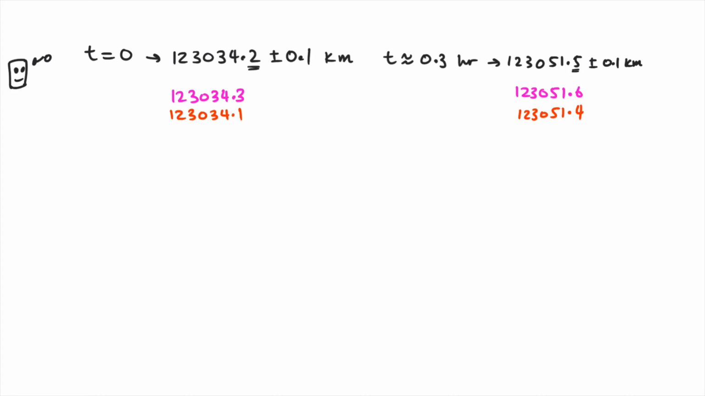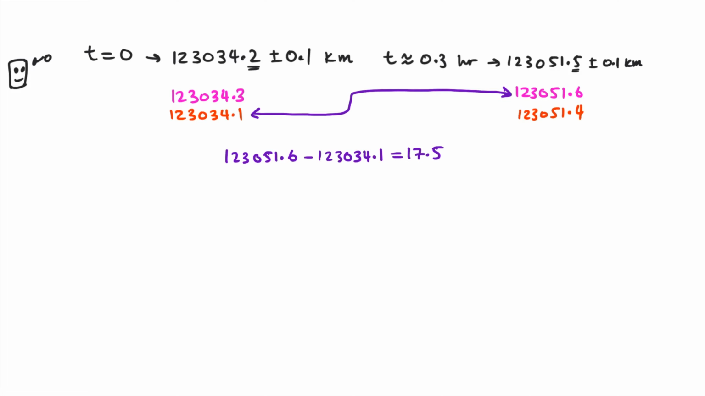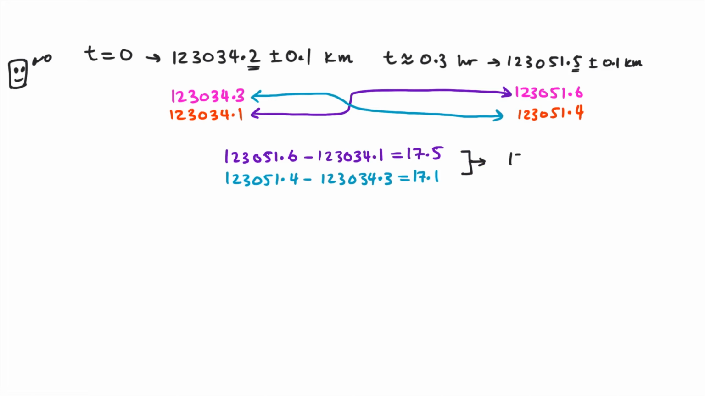123,051.4 kilometers respectively. To obtain the maximum possible distance, Robo subtracted the smallest value from the largest value. To obtain the minimum possible distance, Robo subtracted the max possible value at the start from the lowest possible value at the destination. Robo calculated the minimum distance to be 17.1 kilometers and the maximum to be 17.5 kilometers. Robo then rewrote this as the average, which is 17.3, plus or minus half of the difference, which was 0.2.